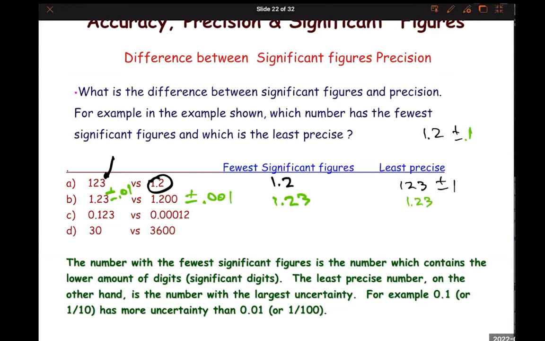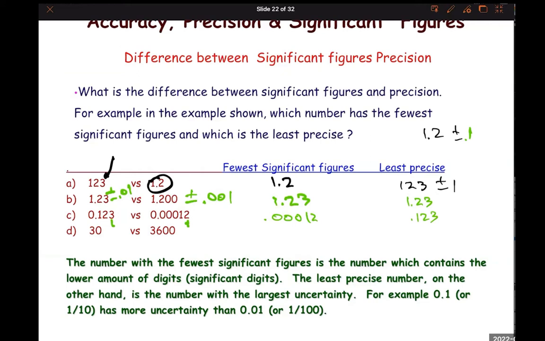Okay, let's take a look at 0.123 versus 0.00012. Fewest significant figures would be this one. It only has 2 significant figures. The other one has 3 significant figures. Which one is the least precise? This one reads it all the way to the 5th place. That's 10th of 1,000th. This one reads it to the 3rd place. That's 1,000th. So the least precise is 0.123. It's going to have a bigger incremental reading than the other one, which is finer.